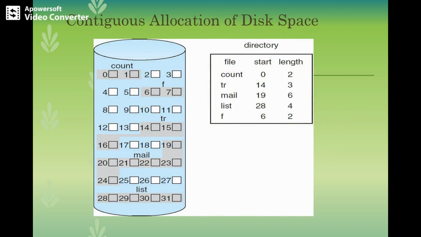So you can see this kind of allocation of disk space, and you can see the directory with the file name, the start and the length. Here you can find that the count file has length 2. It will start from 0. It has got length 2. It follows the linear order, that is 0, 1. Okay, length 2. Next, tr starts at 14.